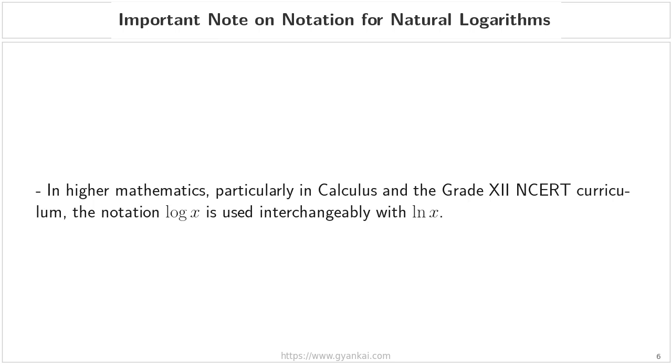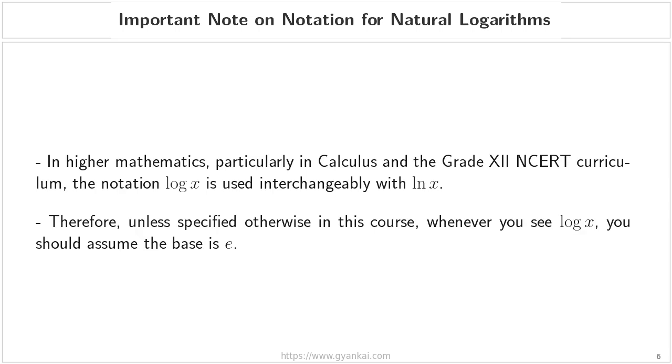Important note on notation for natural logarithms. Now, I want to draw your attention to a very important point regarding notation, as this is where many students often get confused. In higher mathematics, particularly when you move into calculus or follow the grade 12 NCERT curriculum, you will find that the notation log x is used interchangeably with ln x. This means that while we previously discussed that log x often refers to base 10 in basic textbooks, in more advanced contexts, it frequently refers to the natural logarithm.